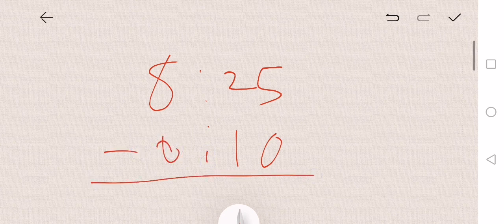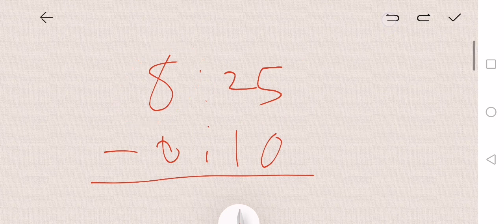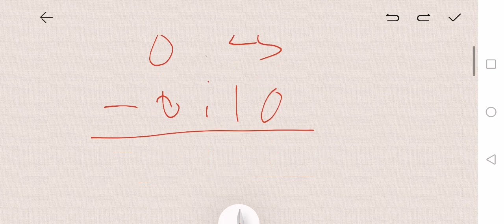Very simple. All the time, make sure for the minus that both of the numbers are higher than the numbers below, otherwise the math will not work. In this case, 25 is higher than 10, and 8 is higher than 0, so this is going to work. Just do simple math, so that means it will be 8:15.